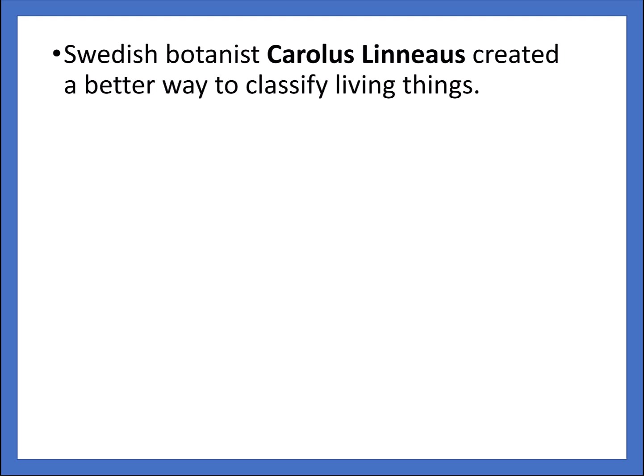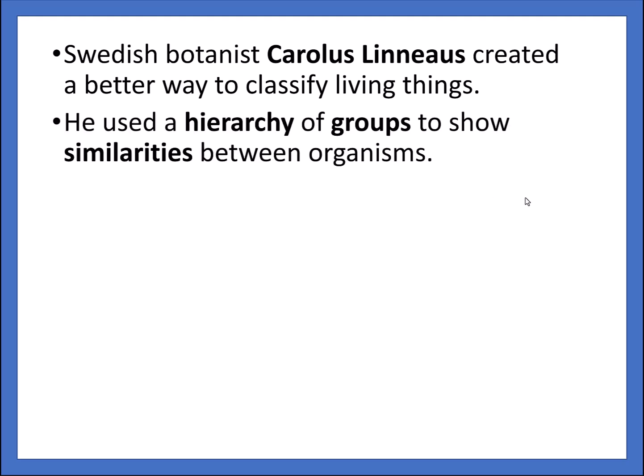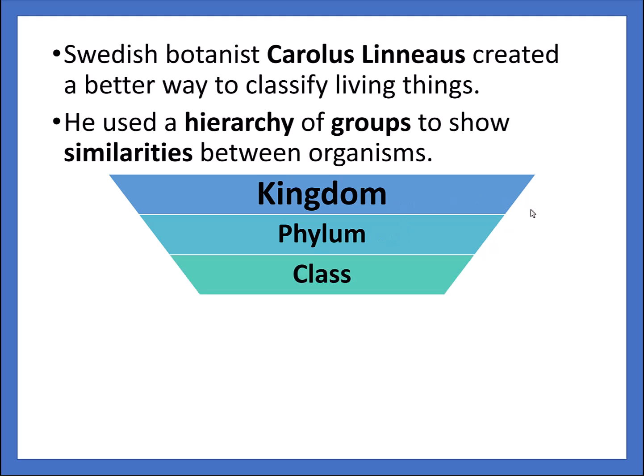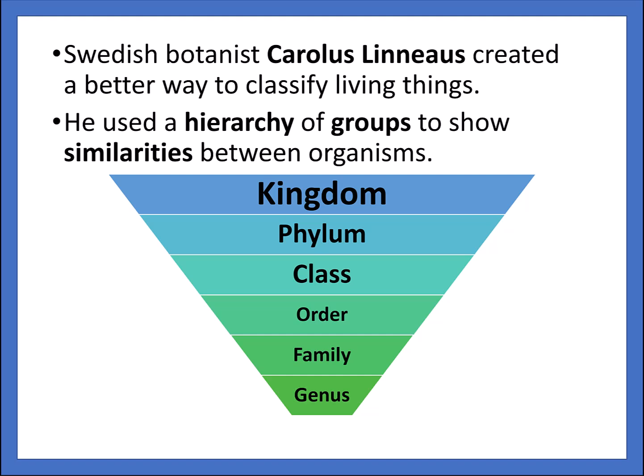Swedish botanist Carolus Linnaeus created a better way to classify living things. He used a hierarchy of groups to show similarities between organisms. So we'll look at the hierarchy here. It starts with a kingdom, which is the largest category that he used. And below that is phylum. So this would contain fewer types of organisms than a kingdom. Followed by class, order, family, genus, and then species.